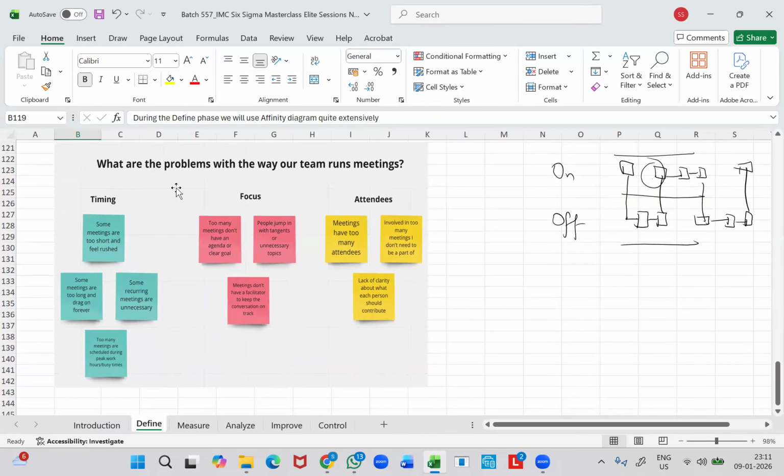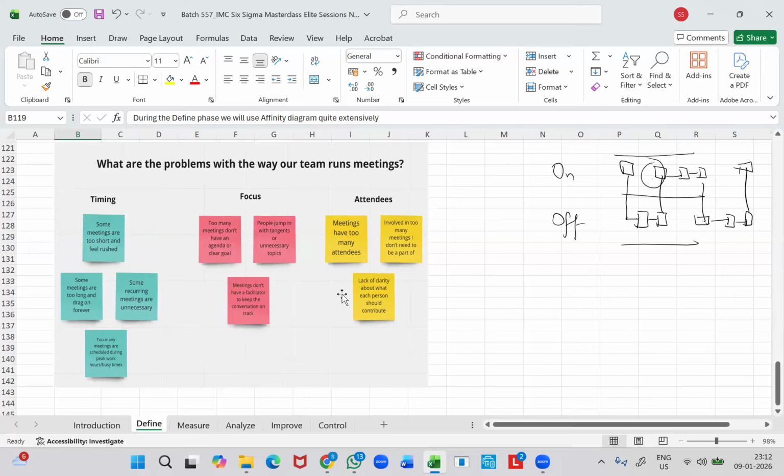So we have compiled the problems with the way the team conducts all these meetings. The categories have been identified as timing, focus, and attendees. So all the problems with regard to the timing are listed here, right? And all the problems with regard to the focus are listed here. The problems with regard to the attendees are listed here. So this is how we will create the affinity diagram and come up with the grouping of the elements with similar characteristics under a specific category.